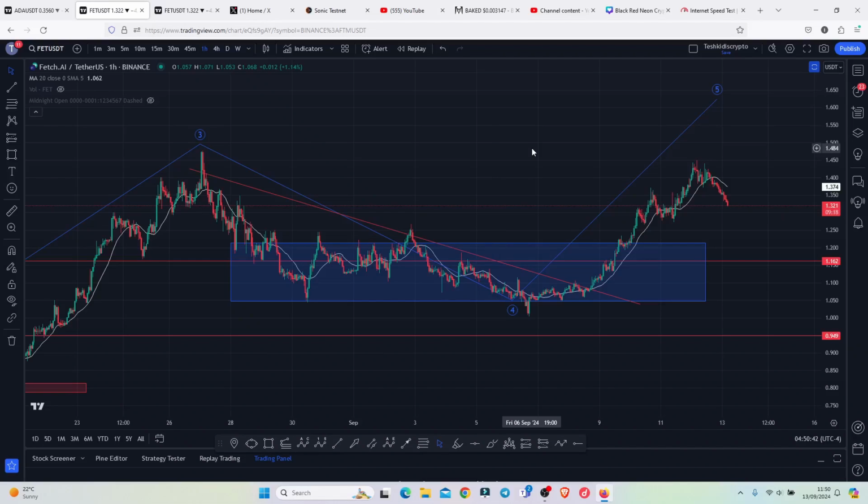Fetch AI continues to hold above a key area of support above the 1.162 at the time of this recording. And at the time of this recording, we are seeing a bit of a breakdown move after an aggressive bounce to the upside in a move that gave us a high above the 1.4555. We have also lost the 20-day MA here on the 1-hour chart, flipping it back into resistance.